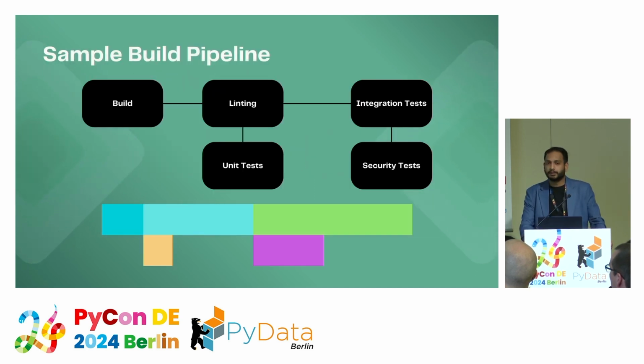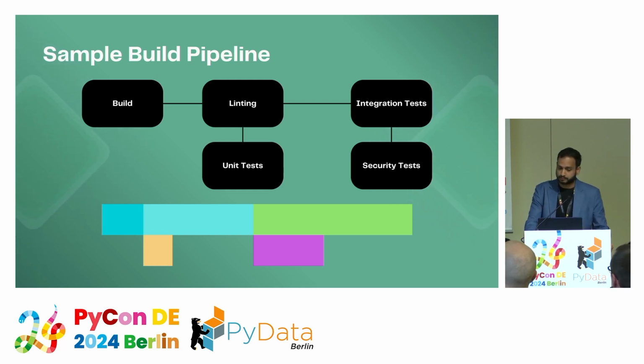So typically, if you work with software, you would see something like this. This might be your build pipeline. So you have a build job, and then you have linting and unit tests running in parallel. Integration tests mostly depend on linting, and they execute security tests in parallel as well. This is something that you familiarly see in your tech environment.